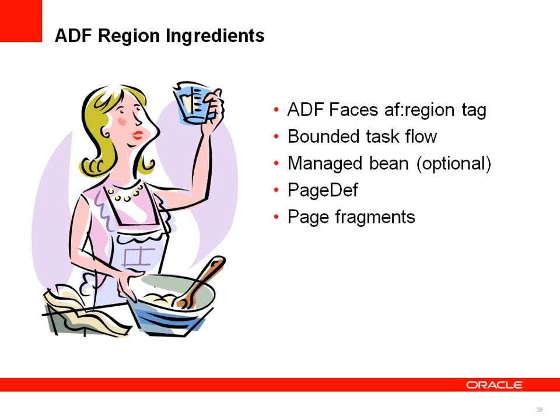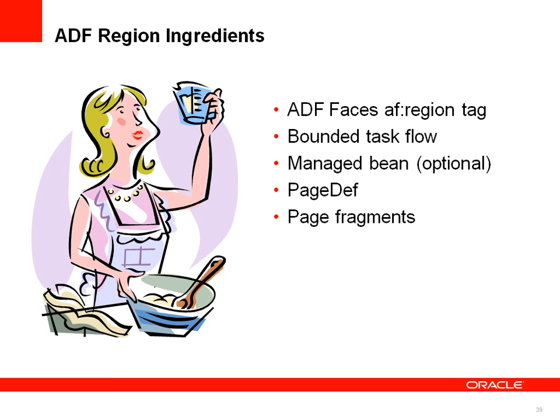The second part of the ingredient is the bounded task flow. So you can't use regions with unbounded task flows, so it needs to expose a bounded task flow. Optional is the managed bean. If you want to have a dynamic region, then you use a managed bean to know about which are the bounded task flows to expose in this ADF region so that you can switch between them, and it knows about how to access them, so it will expose methods to switch.